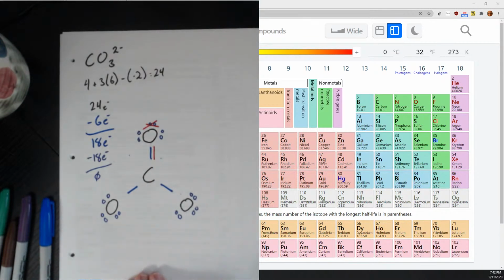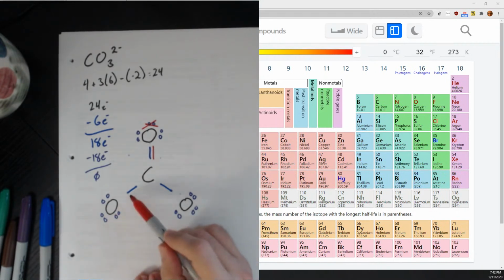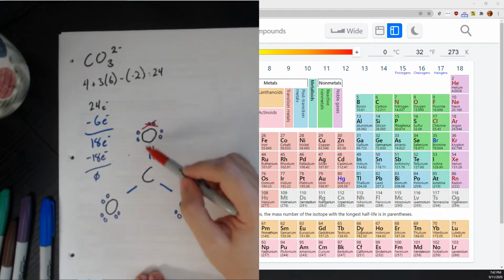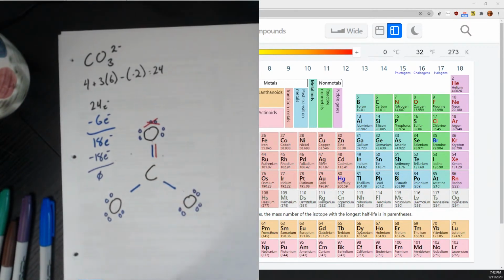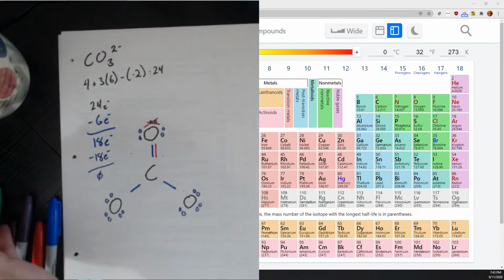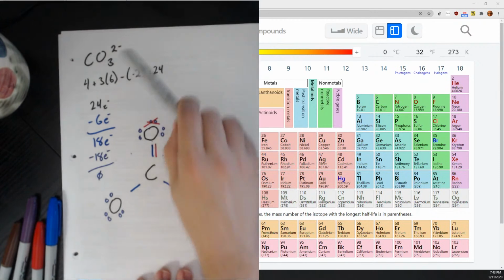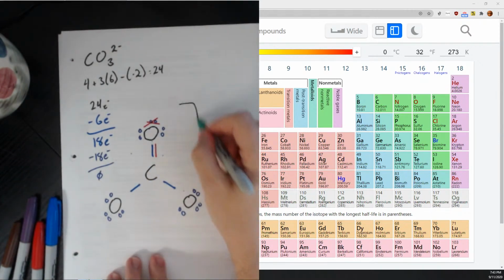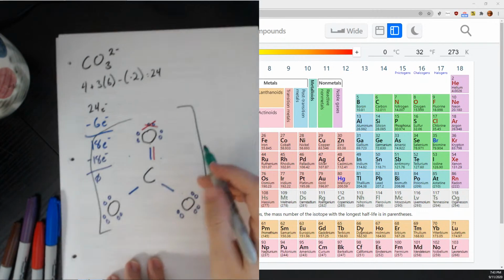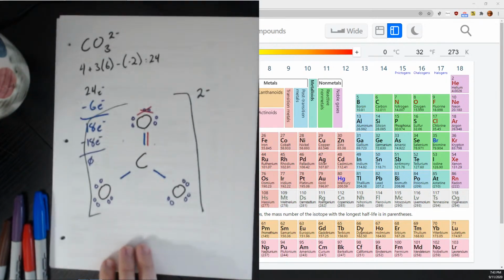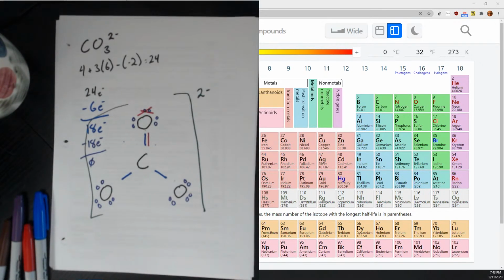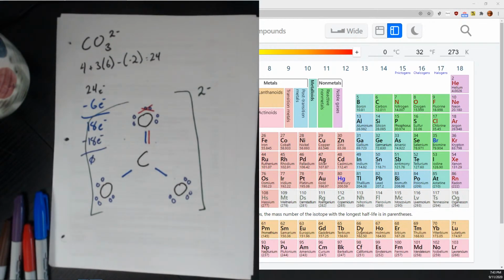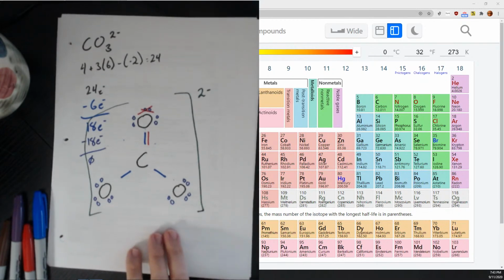Now everybody's happy. Each of our oxygens looks around itself, sees 2, 4, 6, 8, and carbon sees 2, 4, 6, and 8. Everybody's happy. But we're not quite done, because, as I said, this is an ion. It has a charge. We always have to indicate that there's a charge, and we do that with our brackets. We put the charge outside of them to indicate that the charge is on the entire molecule, not just on one part of the molecule. Oops, square bracket. There we go. All right, so that is carbonate.